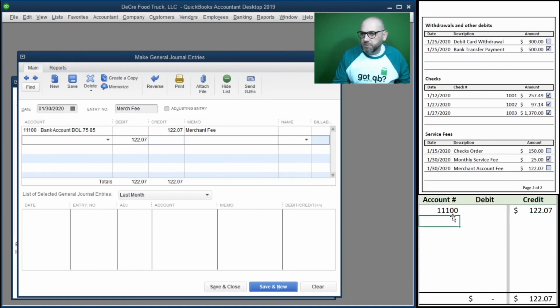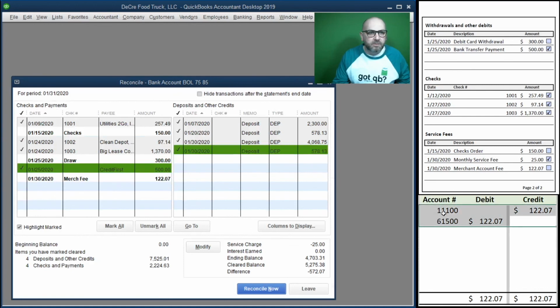What else happened? Well, merchant fees. Merchant fees are increased. It's an expense. And we have it right here, our merchant fee account. 61,500 is our merchant fee account. It's an expense, it went up. Everything is in balance right here. And again, the beauty of general journal entry interface right here. Debits, credits, everything aligns. We're going to click save and close because it's our last entry. All right, we're going to go ahead and clear it.